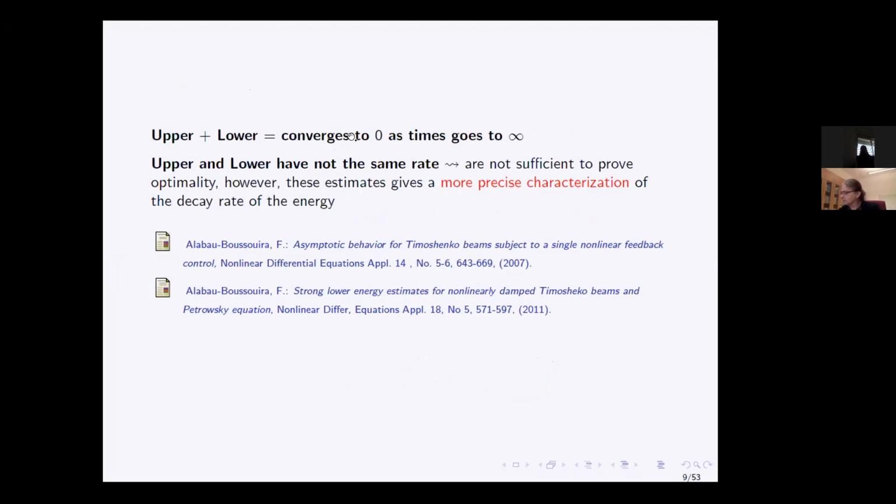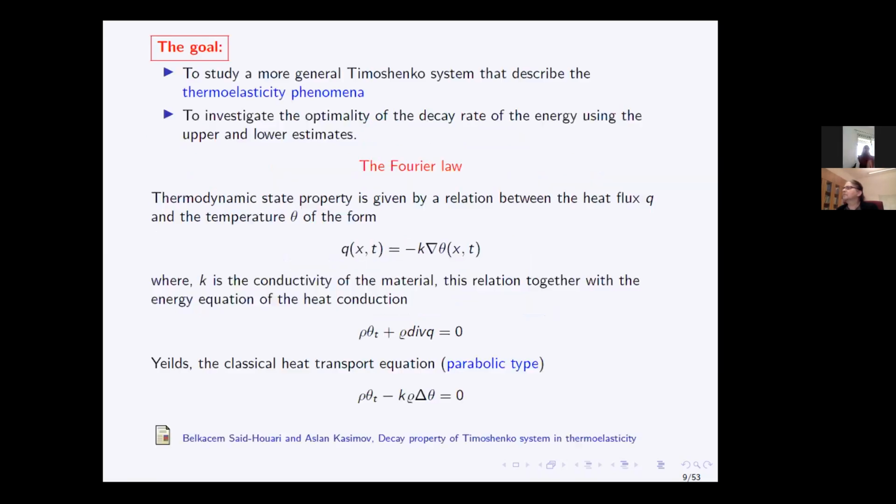So the upper and lower energy estimates prove that the energy goes to zero when time goes to infinity, but they don't have the same rate of convergence. So we cannot obtain the optimality, but it is an important step because it gives us a more precise characterization of the decay rate of the energy. And those results were obtained by Fatiha Alabau in 2011.